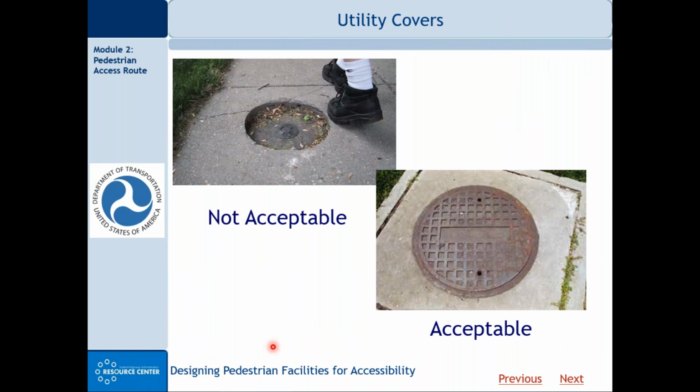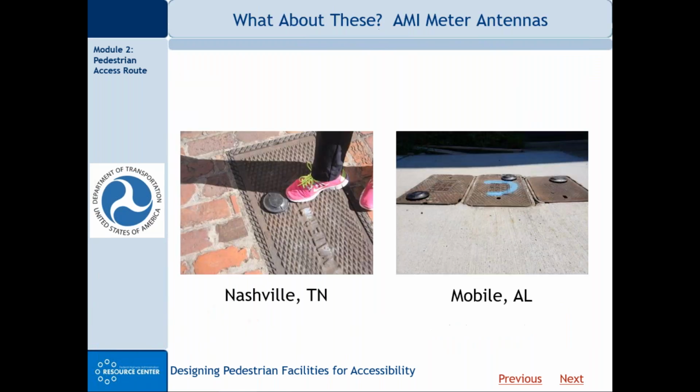Another issue sometimes, especially in older communities, is utility covers in the sidewalk or in the PAR. Notice here, upper left, I'd argue that's both a safety issue, but also a barrier for someone in a wheelchair or using certain assistive devices. Desirably, things should be flush and textured if there's a slip resistance issue. Automatic metering infrastructure. Not clear if that meets the PROAG requirements or not.